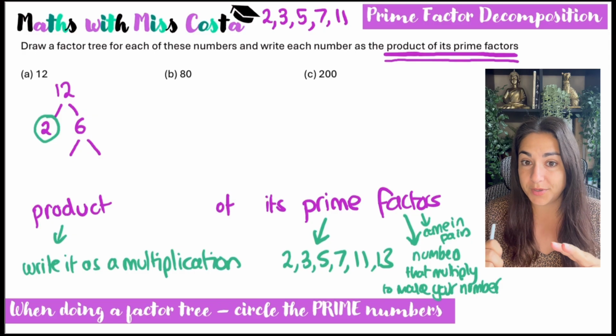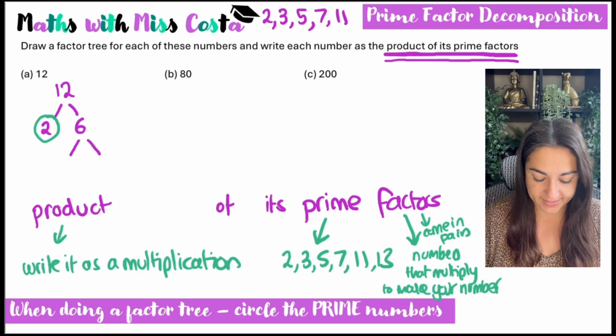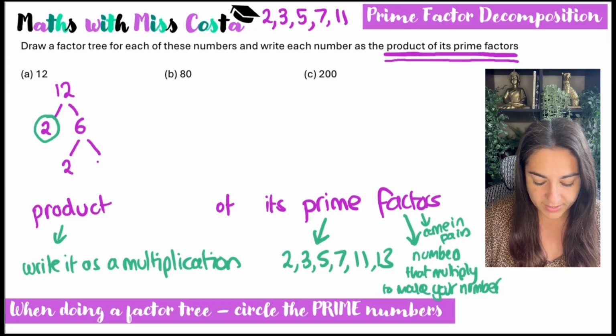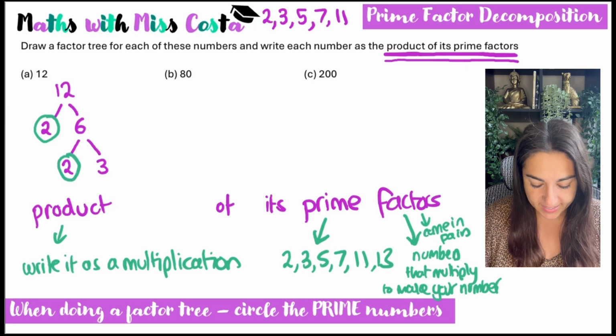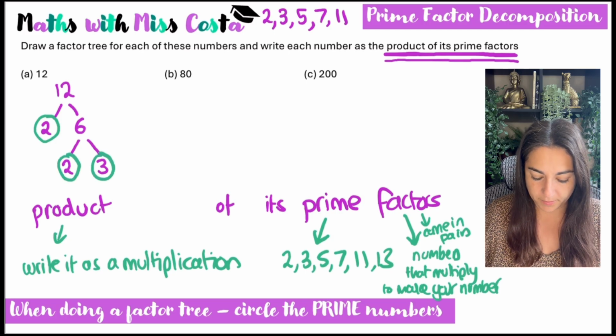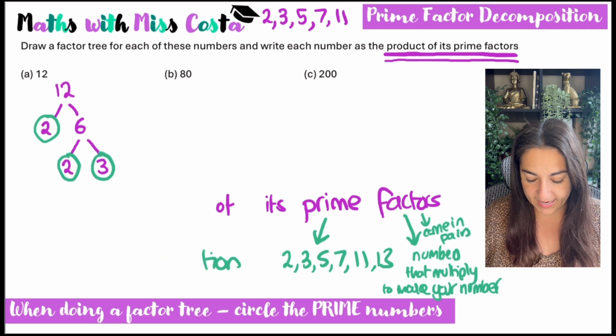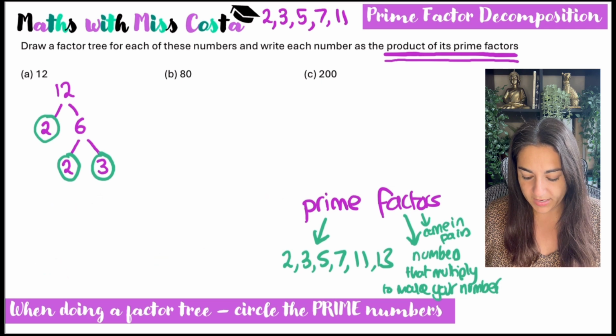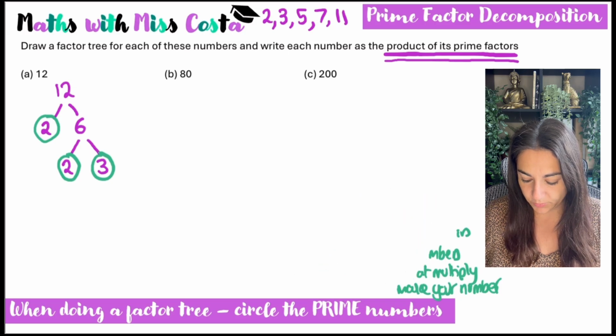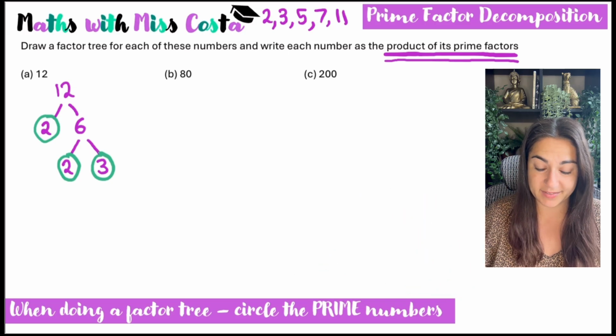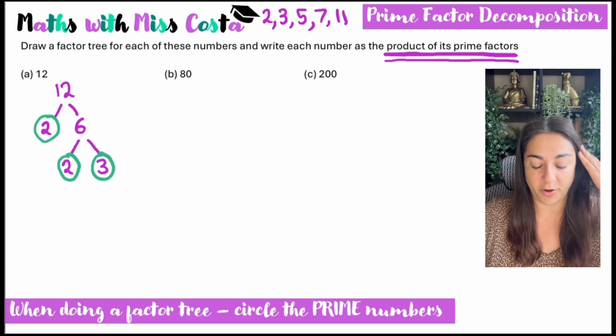So what two numbers multiply together to make 6? 2 and 3. Again, 2 is a prime number, so I'm going to circle it, and 3 is also a prime number, so I'm going to circle that. So what's happened is I have got my factor tree, and now I've got it circled, which means it's extinguished, it's burnt, it's sadly come to the end of its growth, it can't grow any further.